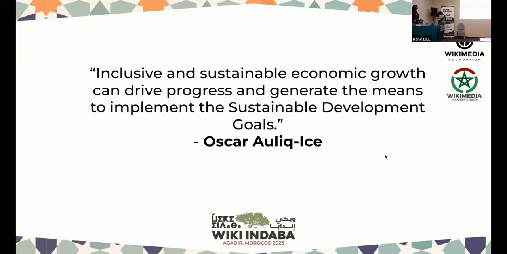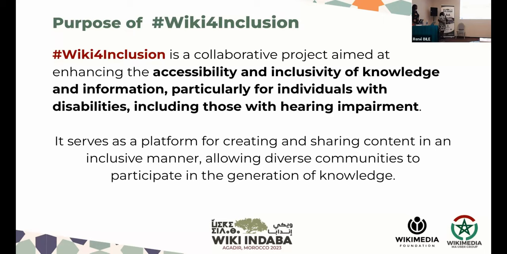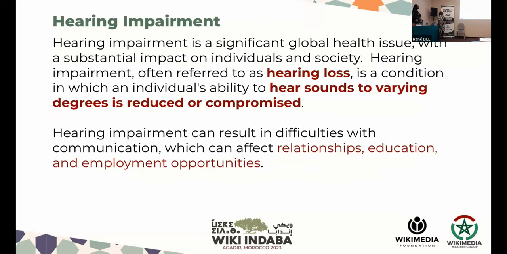So the purpose of the Wiki4Inclusion project, like I said, is a collaborative project which is aimed at inclusivity, to add those who have some form of disability to also contribute to Wikipedia and its sister projects. In this case, our focus is mainly on those with hearing impairment. It serves as a platform to create and share content in an inclusive manner, allowing diverse communities, that's communities of those who have any form of disability, to participate in generating and sharing the sum of all human knowledge. Next slide, please.